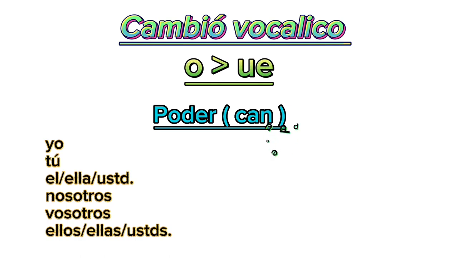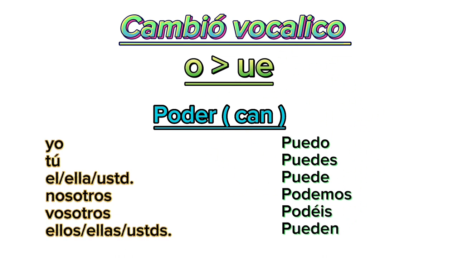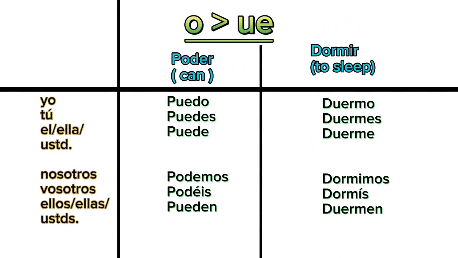puedo, puedes, puede, podemos, podéis, pueden. Okay, nosotros and vosotros forms are the same. All our conjugations are the same. Only the o changed to ue. Okay. Another example is dormir. Dormir means to sleep. Duermo, duermes, duerme, dormimos, dormís, duermen. Okay. This is how we conjugate this one.